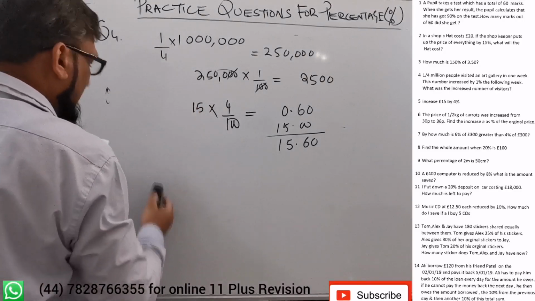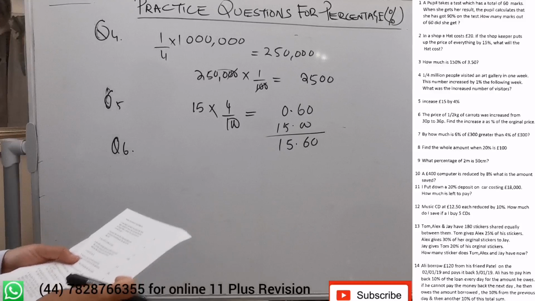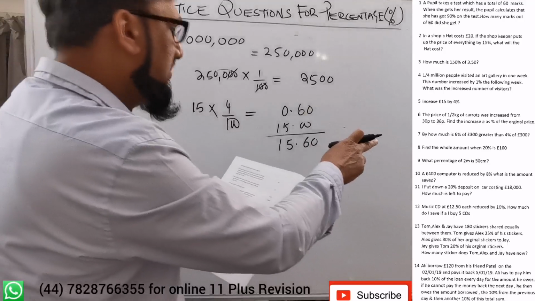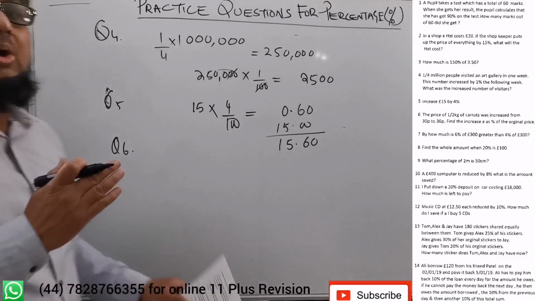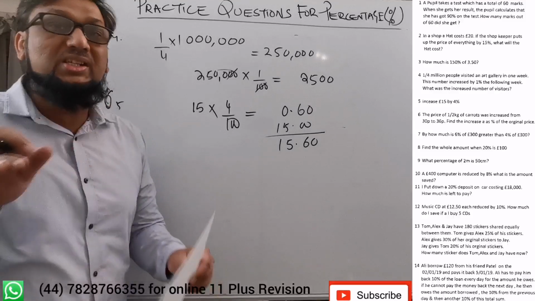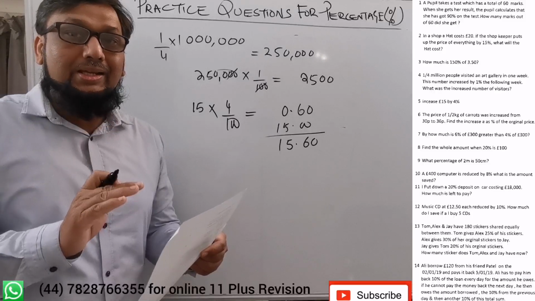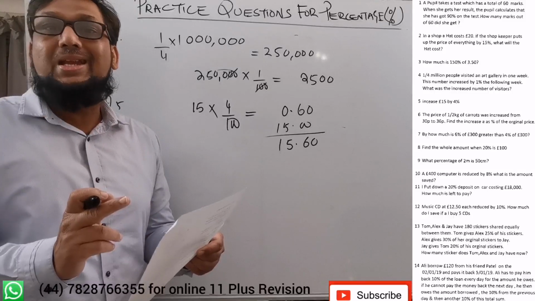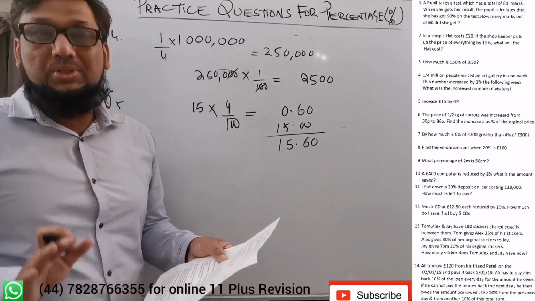Now move to question number 6. The price of half a kilo of carrots was increased from 30p to 36p. Find the increase as a percentage of the original price. They are giving the instruction on how to work it out. They are asking to find the increase in percentage on the basis of the original price.